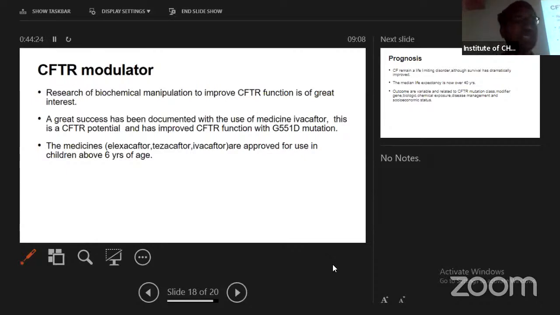We can also use the CFTR modulator. The research of the biochemical manipulation to improve the CFTR function is of great interest. A great success has been documented with the use of the medicine ivacaftor. This depends on the mutations, what type of mutation.